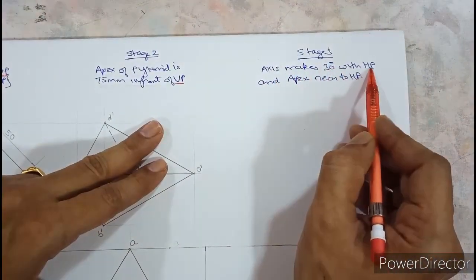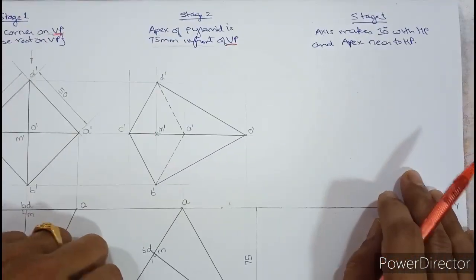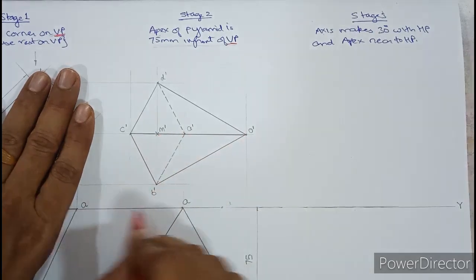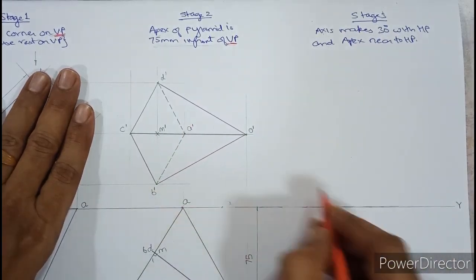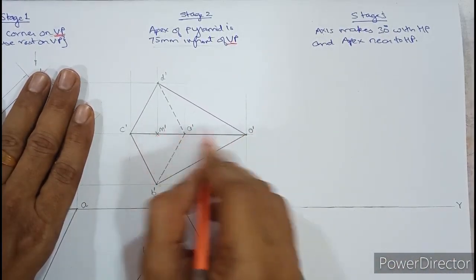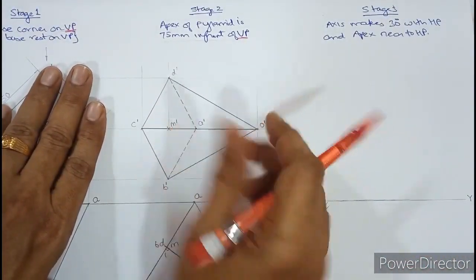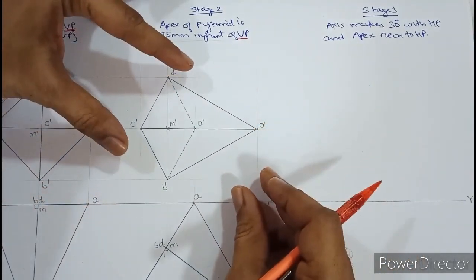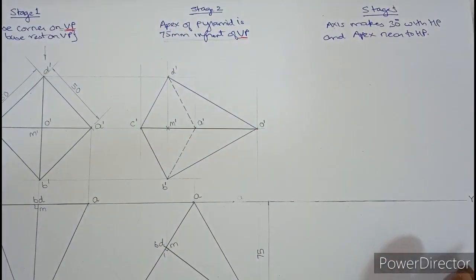Axis makes 30 with HP and apex near to HP. So what student do is that in this diagram, where is the axis? It is O2M. So this O2M which is right now parallel with HP. So why I call this as HP? Because in front, for front view, XY is HP. So you want this OM at 30 with HP, that is what is said. So the line OM should be 30 with HP plus the apex should be near to HP. So you need to tilt this down such that O should be near to XY and line OM should be at 30 degree. That is what is interpreted by the students.